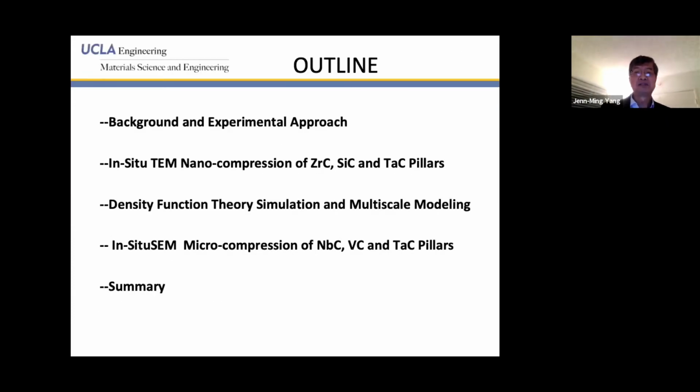Here is the outline of my talk. I'll briefly go through the background and experimental approach, and then I will discuss several in-situ nano-mechanical tests, including in-situ TEM nano-compression tests of several carbide pillars. And then I'll talk about using density functional theory to explore the atomic scale mechanisms which control the plastic deformation. And then I'll talk about the in-situ SEM microcompression of different refractory carbides, and then a brief summary.